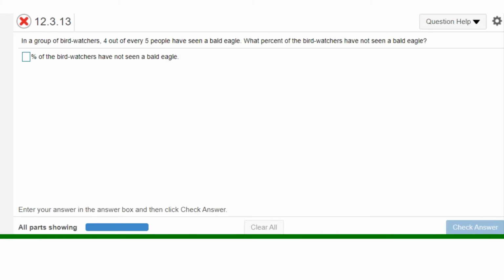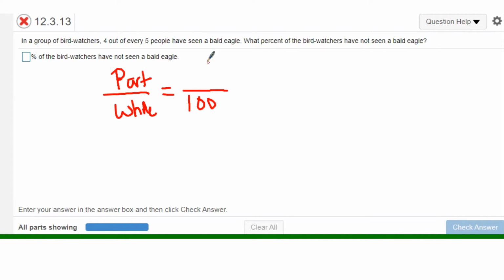For this one right here, this is number 10. It says 4 out of 5 people have seen a bald eagle. So 4 out of 5, this is our ratio. Remember, let's start with our formula. A percent is a part to whole ratio that you want to become percent.